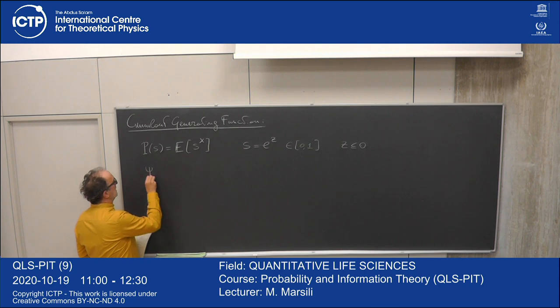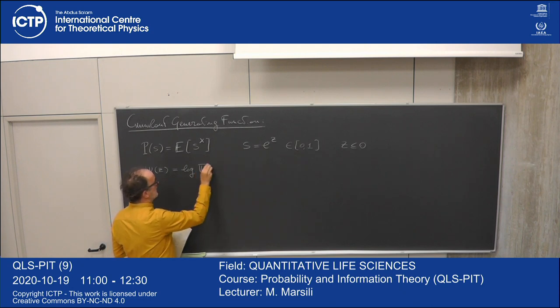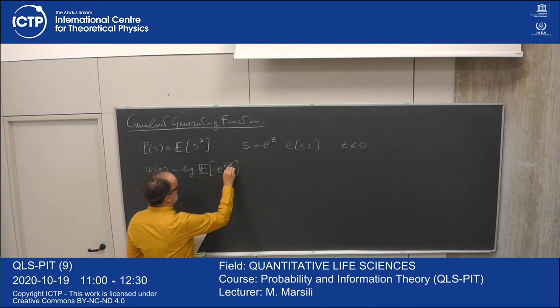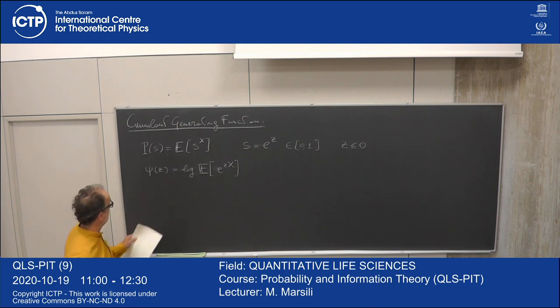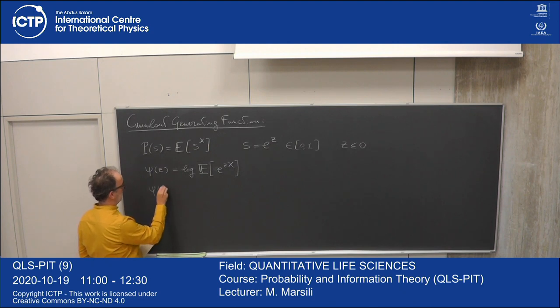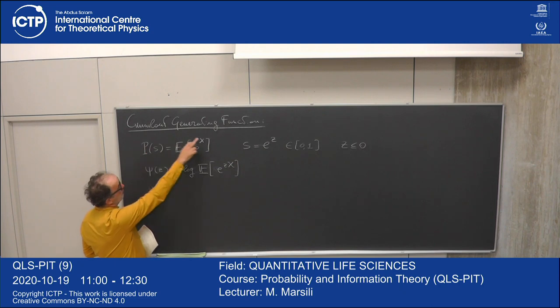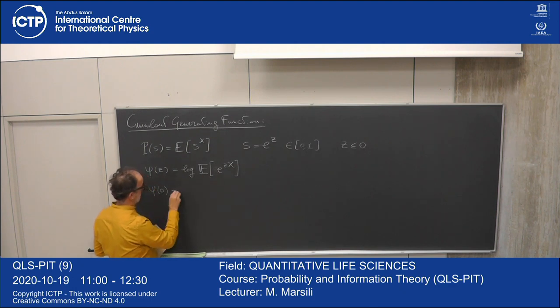Then you can define the function c of z, which is the logarithm of this generating function, computed when s is equal to e to the z. So it's the logarithm of the expected value of e to the z times x. Why is this useful? Well, of course, you have different properties. If you compute this function, which is called the cumulant generating function, at z equal to 0, you just get the logarithm of the expected value of 1, which is essentially 0.